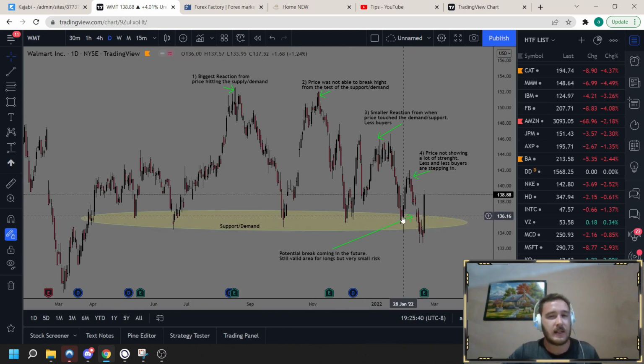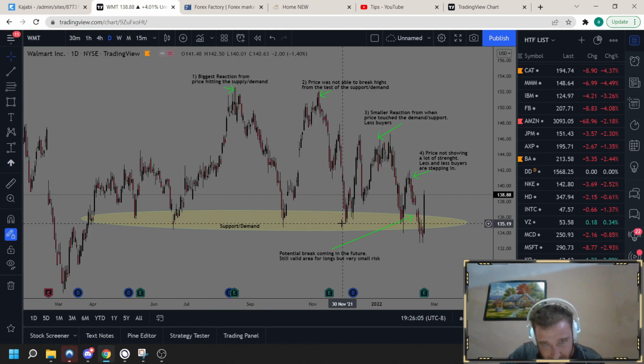So a lot of people will see this as a major support line that's holding, or a major demand area that is holding. They are not wrong. I agree, it's clearly holding. But what you notice in price is that ever since this touch over here, it rallied all the way up here. This is the biggest reaction from price hitting the area of supply. Price pulled back again. It was never able to actually break that high.